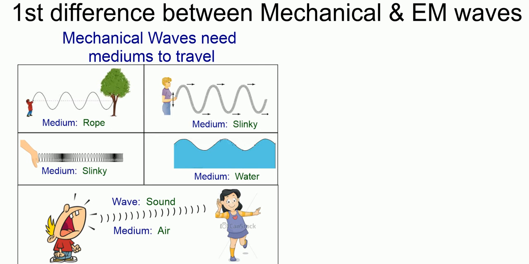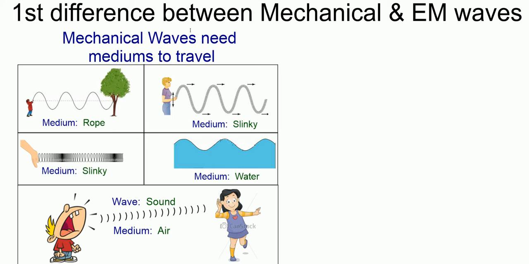The most common question on the MCAS relates to the differences between a mechanical wave and an EM wave. You'll always be asked for one difference, perhaps twice or three times in the test. You could also be asked for two differences, so this video is about two differences between mechanical waves and EM waves. The first difference, and the most important one by far, has to do with mediums.